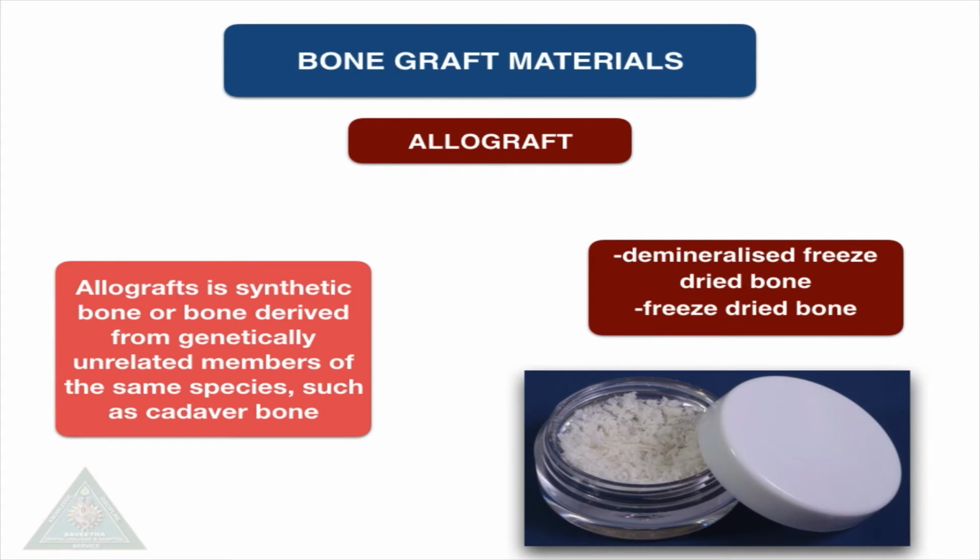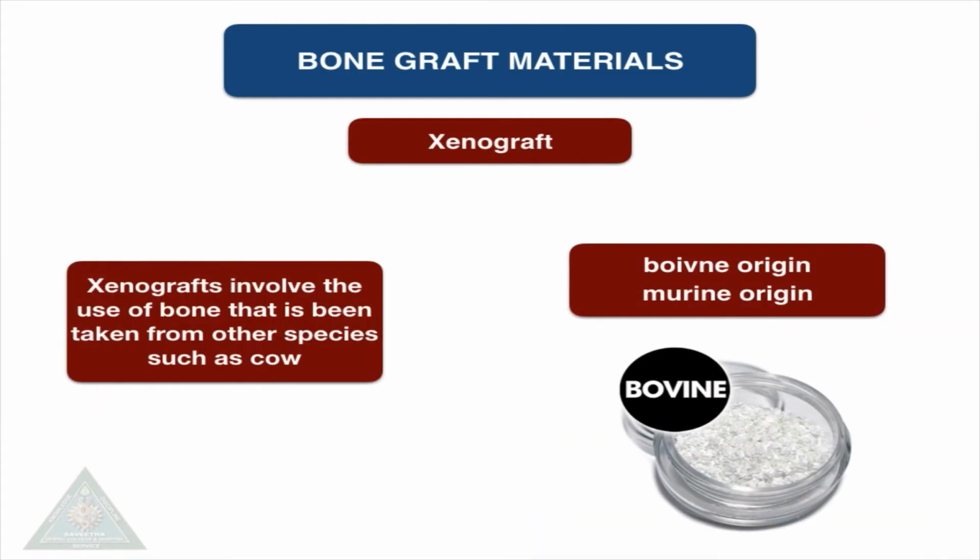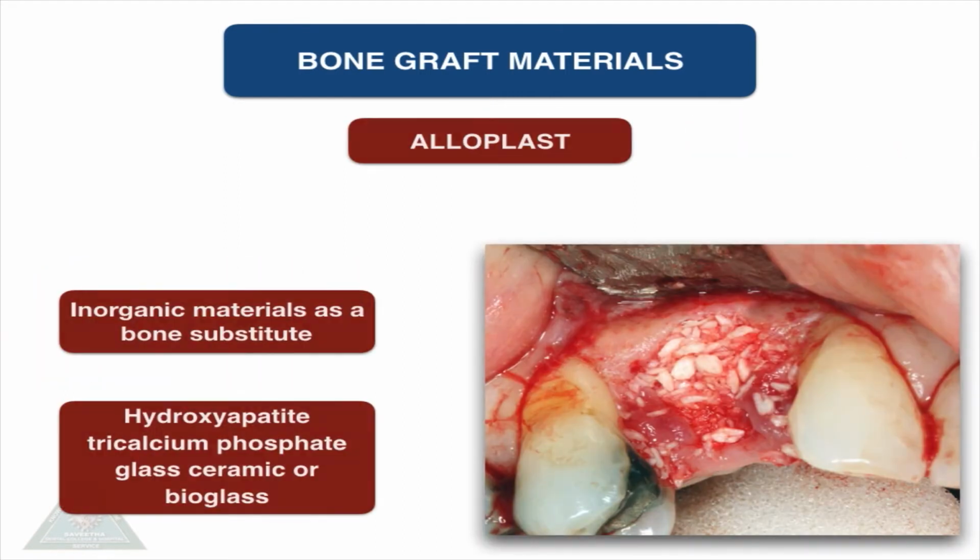Allograft is derived from a genetically unrelated member of the same species, such as cadaver bone. The examples are demineralized freeze-dried bone and freeze-dried bone. Xenograft involves the use of bone that has been taken from another species such as cow. For example, it is of bovine origin. This bone is harvested from a healthy cow and processed to get an end product containing only the mineral content of the natural bone. In the market, it is available as Bio-Oss.